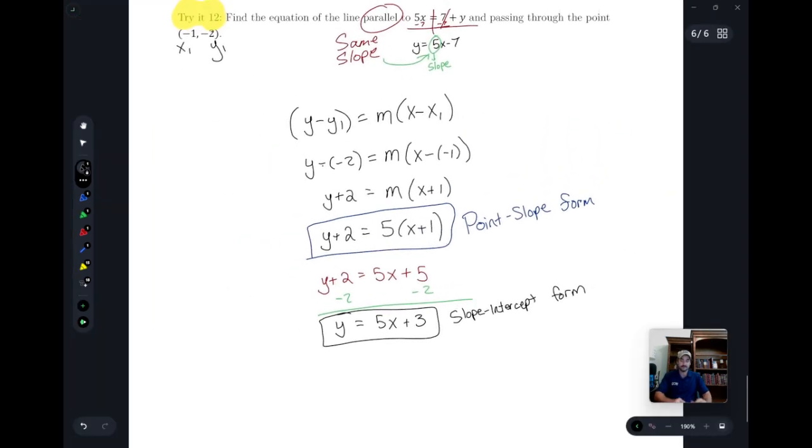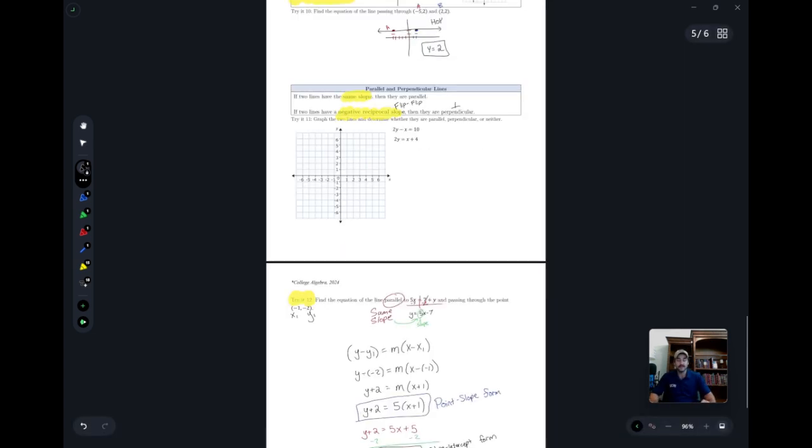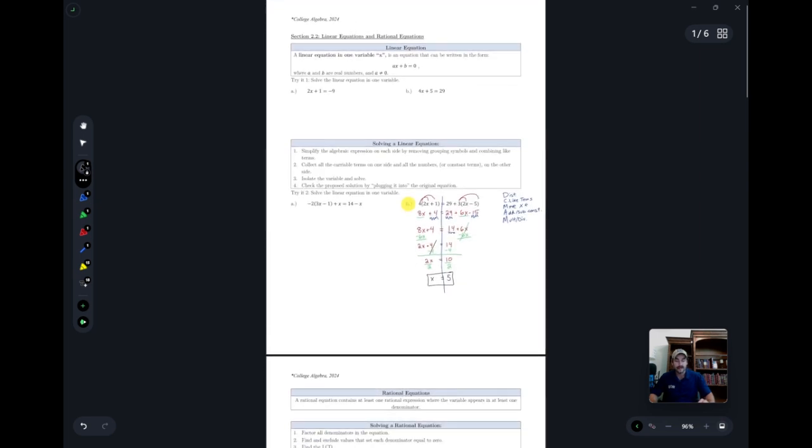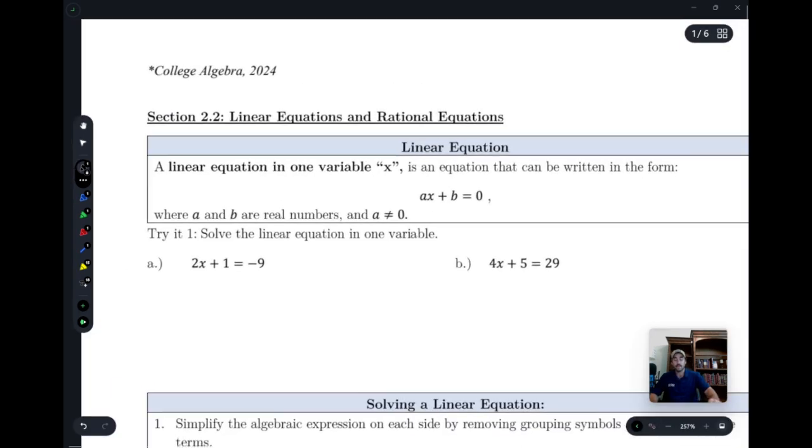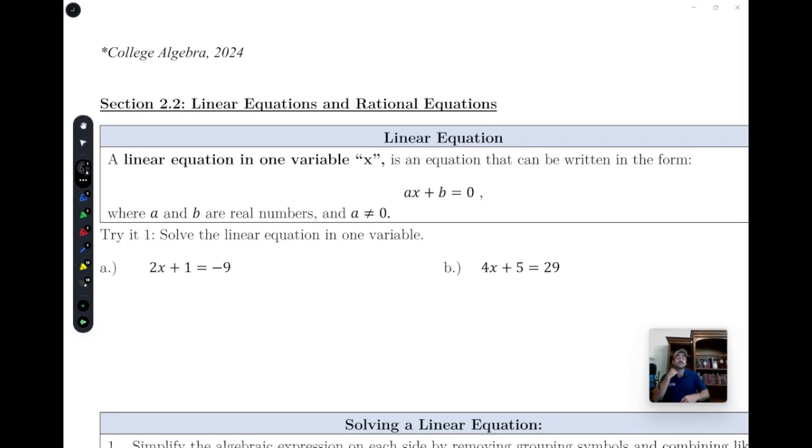Zoom out for a second. Awesome. Well, that is section 2.2. That is linear equations and rational equations and how to solve for them. I would highly, highly encourage you to read through your textbook and do some practice exercises. Read through the try-its on this page. Practice a few of them on your own before attempting the homework, and then go into the homework having a firm grasp on these linear and rational equations and how to solve them so that you can do the best that you can in this class and in all the sections to come.